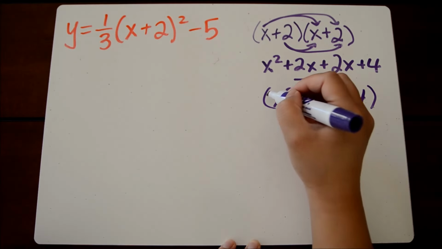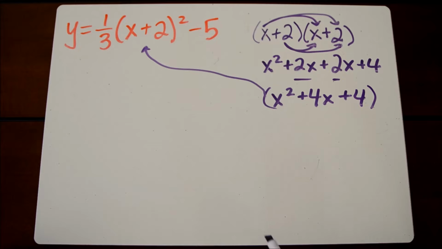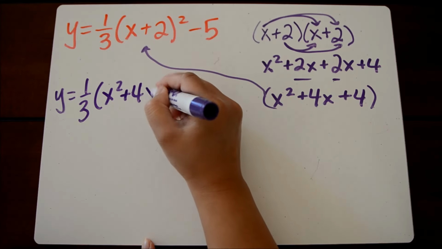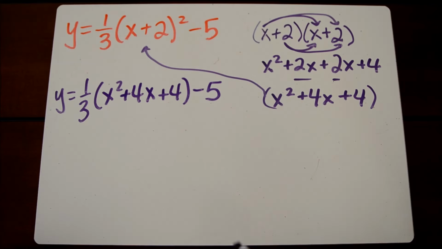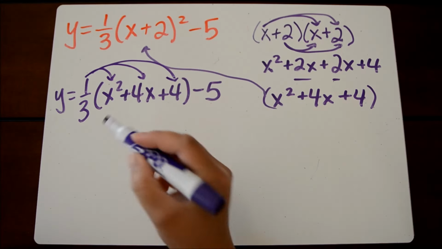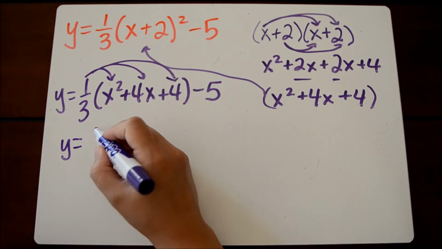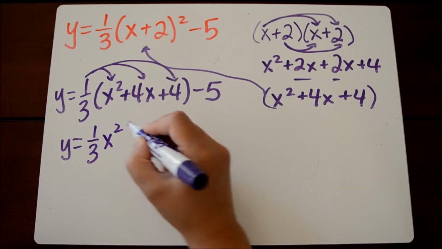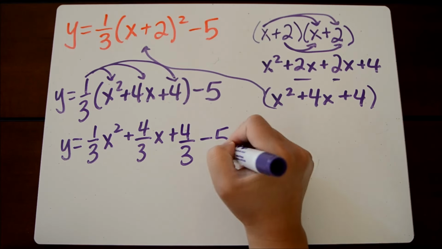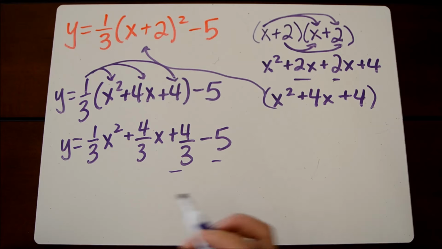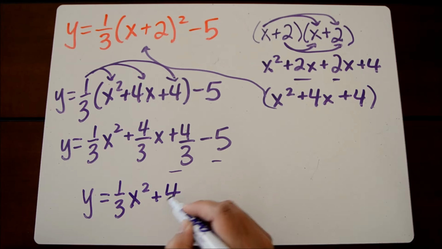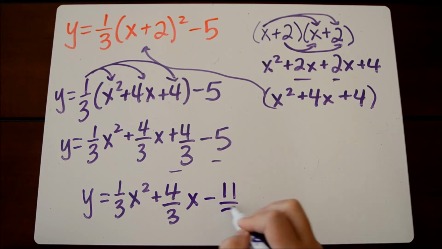So this quantity here is going to take place of the x plus 2 squared. I'm going to copy the rest of the problem down, 1/3 times, and then here we'll write our expression that we had just multiplied with those binomials. It gets a little bit tricky here because we have to multiply a fraction throughout our trinomial. So we're going to get y equals 1/3 x squared plus 4/3 x plus 4/3. Don't forget we have this minus 5 on the outside. So we could combine our constants and we get y equals 1/3 x squared plus 4/3 x minus 11/3.